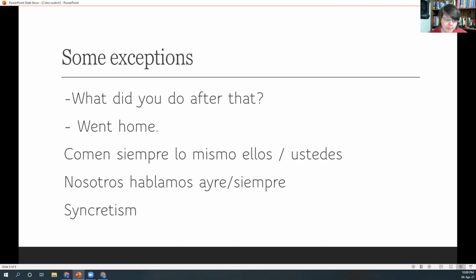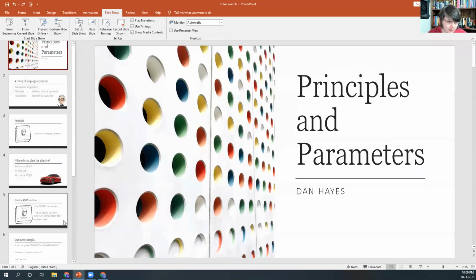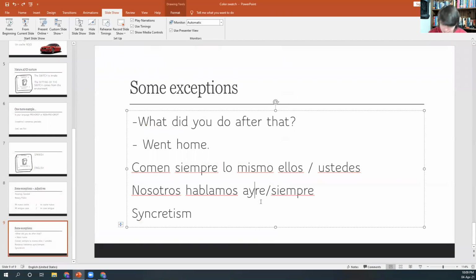Okay, what about this one then? Can English be pro-drop? What did you do after that? Went home. And in that case, we were able to drop the pronoun because it was kind of obvious that it should be I went home. And sometimes we must include the pronoun in Spanish. For example, comen siempre lo mismo. Ellos o ustedes, right? Or for example, nosotros hablamos ayer, not aire, I'm sorry. I think I'm going to blame the computer for this. Ayer, so nosotros hablamos ayer or nosotros hablamos siempre.